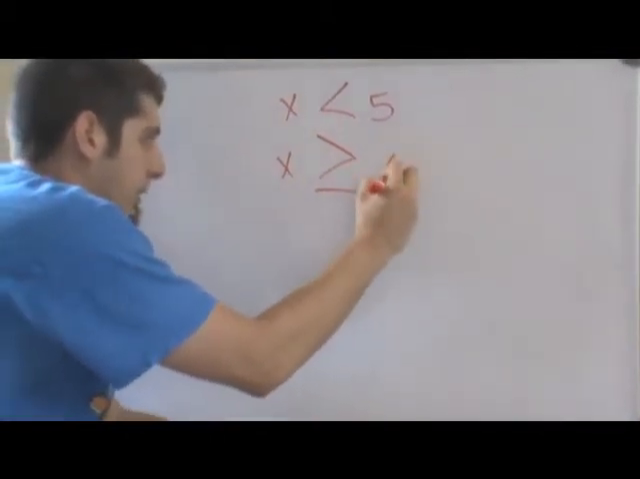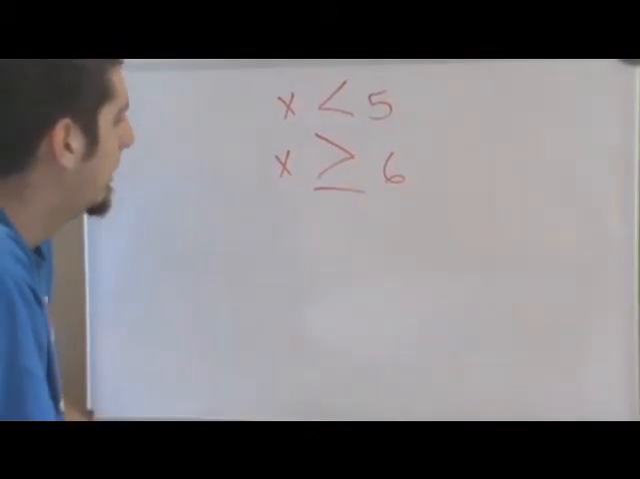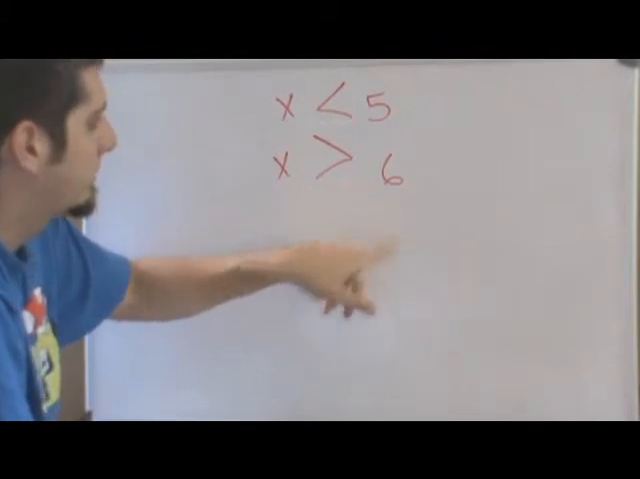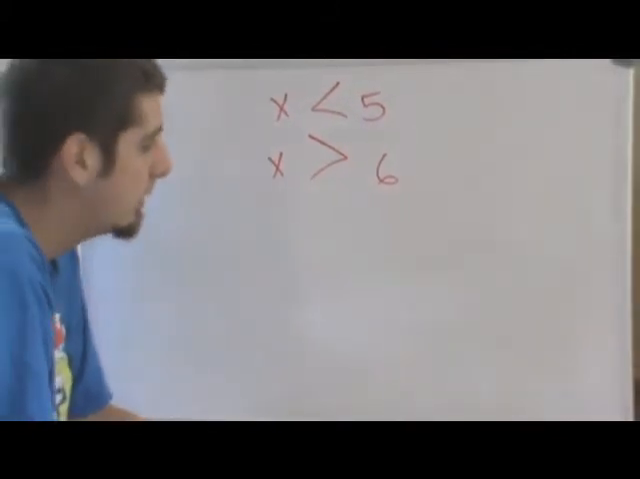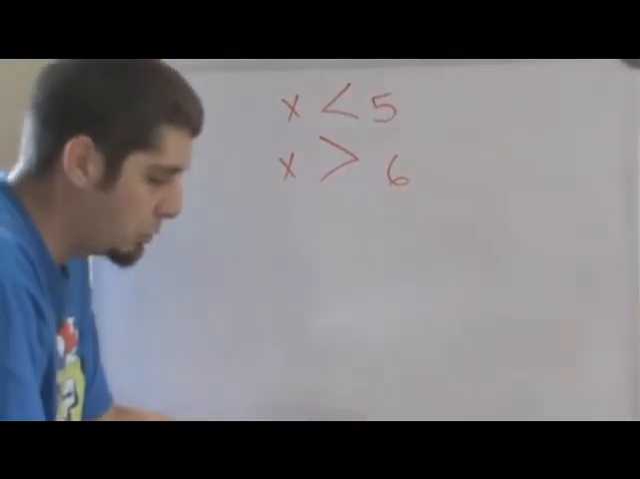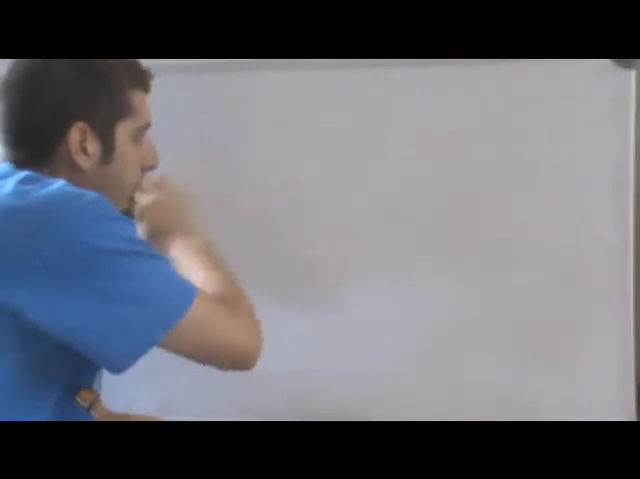If x is greater than or equal to 6, x can be 6 or bigger. If x is just greater than 6, then x is above 6. It cannot be 6 itself. So just real quick, how would you graph these on a number line? Because you most likely are going to be asked how to do that.